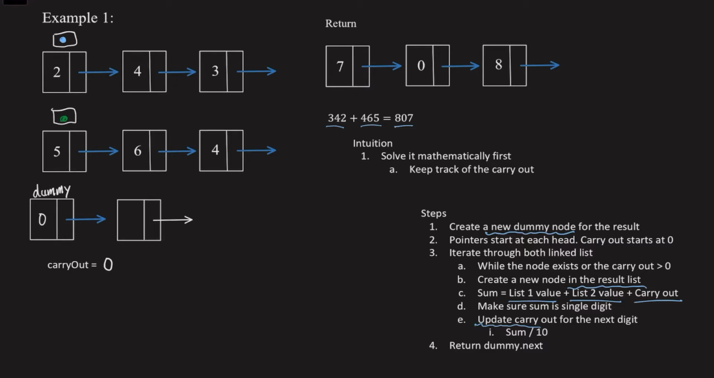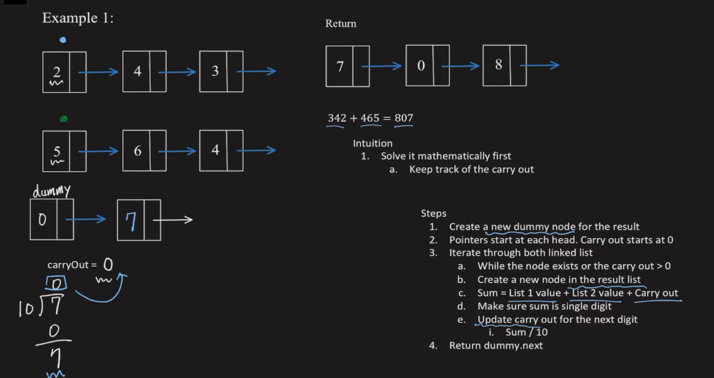And then we're going to calculate the sum, which will be the value at the first pointer, second pointer, and the carryout. So in this case, 2 plus 5 plus carryout 0, so it will be 7. And we want to make sure that it is a single digit. So what we will do is we're going to divide it by 10, and this would be 0, 0, and 7. So we're going to add the remainder to the new node. We're going to update the carryout with this number, which is 0.